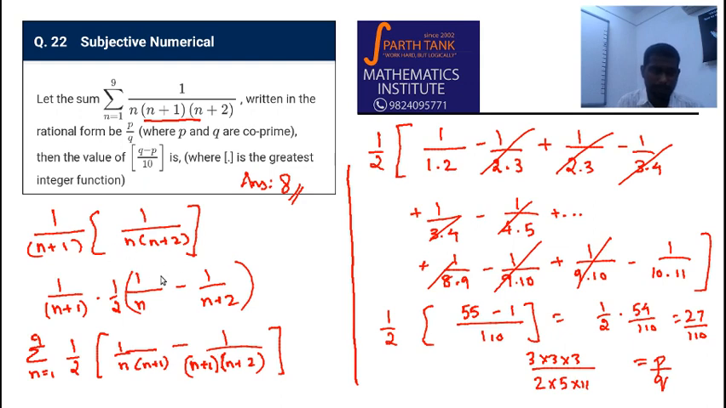Very simple if you decompose these terms properly, and then you see that the series simplifies itself to a very convenient summation of two terms alone.